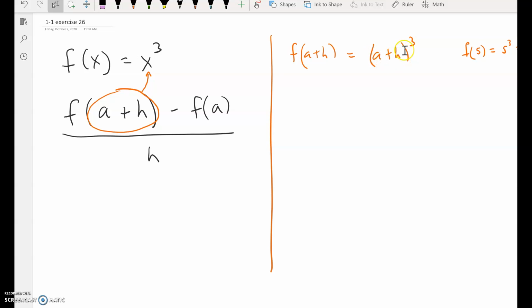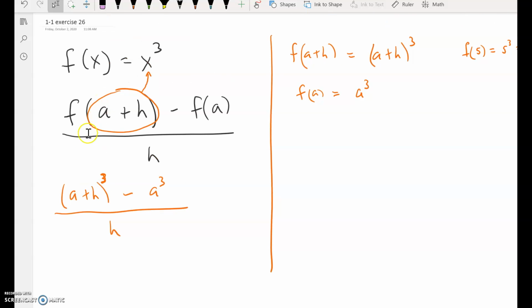However, we can do some simplifications here. Now f of a, the minus part, well, that's just replace the x with an a. So x cubed becomes a cubed, and then h is just h. So now let's go back to the beginning. So f of a plus h means a plus h cubed, minus f of a, which is a cubed, divided by h. All right, so I did the basic substitution. However, I'm not done because this can be simplified. So let's work on simplifying now.